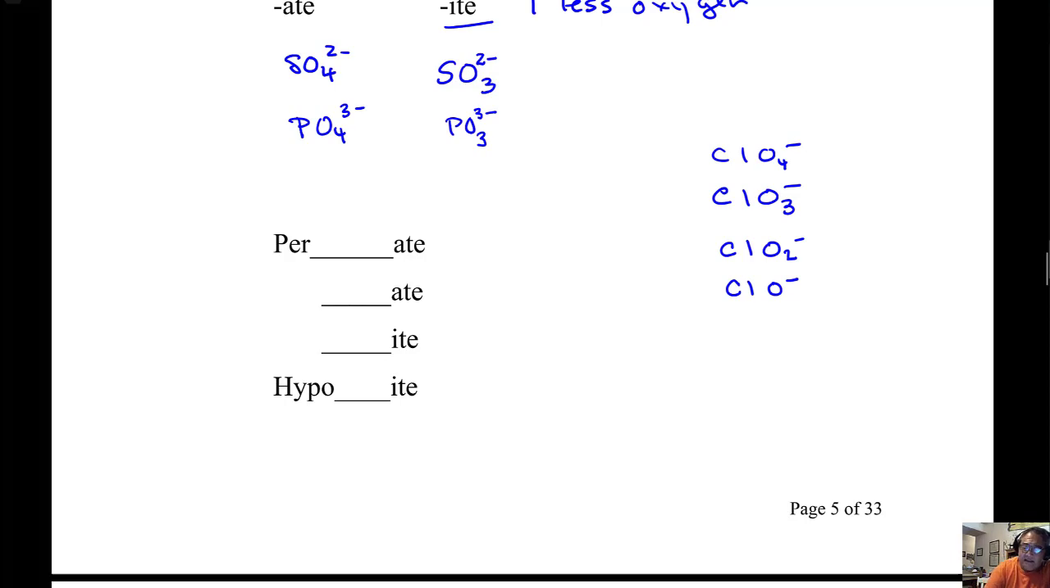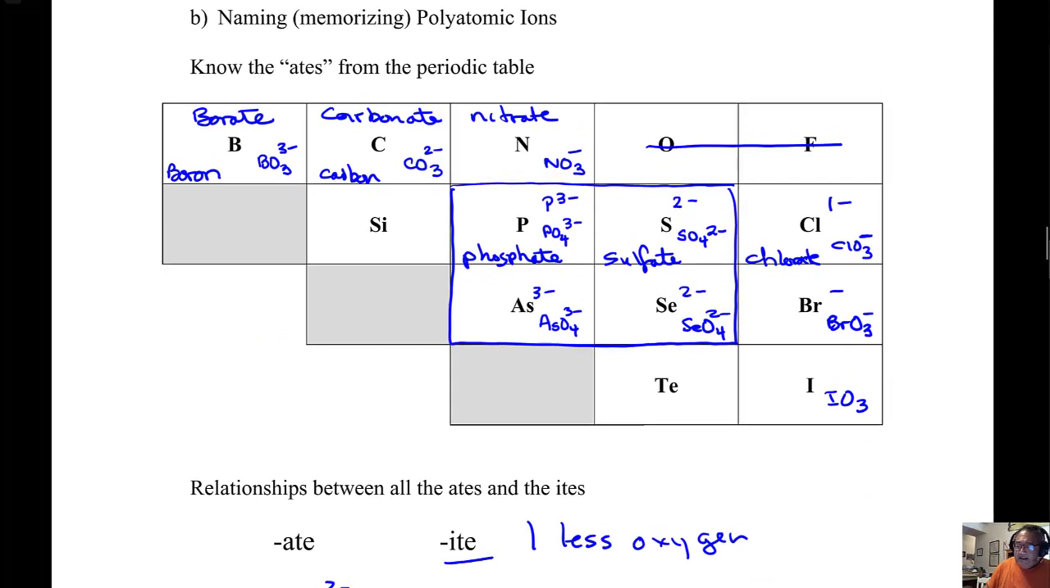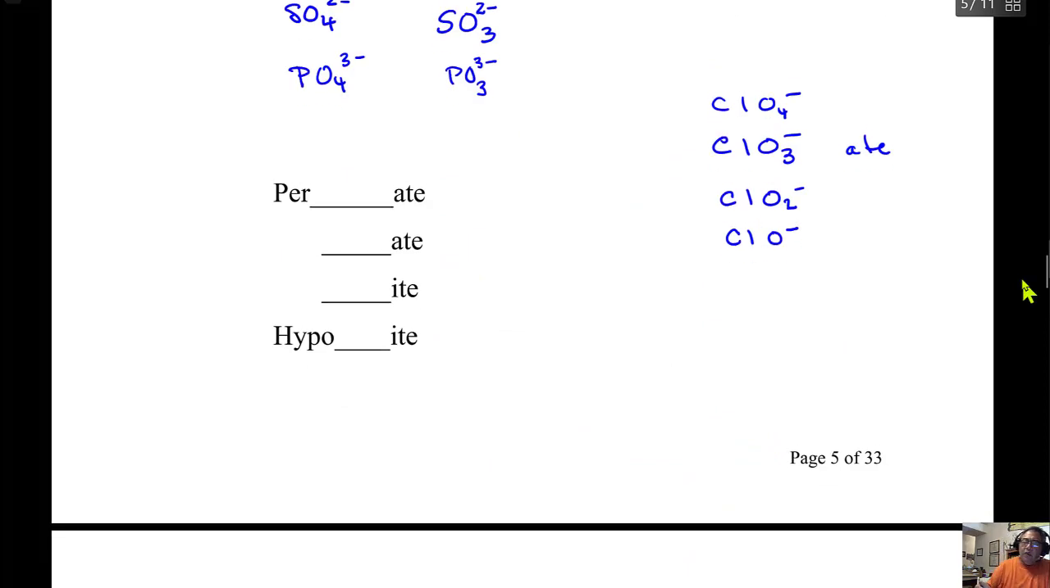This is still the ate. We got that from up here, right? We decided that this guy is chlorate. So now, what we can do is say this is the ite, and then we have to come up with something else, right? And what they've come up with is this and this. So if you wanted to shove this one in here, you would just say perchlorate, and this one would be hypochlorite.